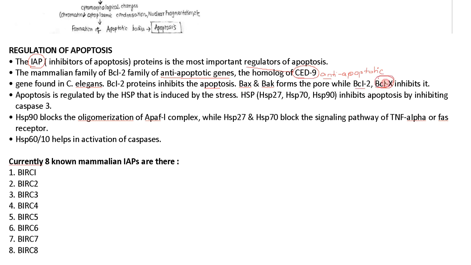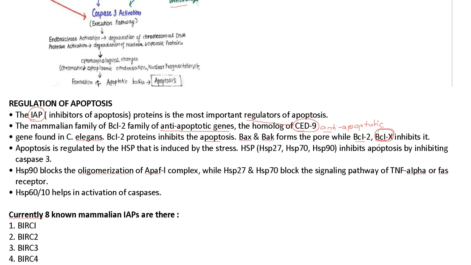BCLX is anti-apoptotic or pro-apoptotic? BCL2 is anti-apoptotic. Okay, but BCLX is what? It is also the anti-apoptotic one. This apoptosis is also regulated by HSP, which is induced by stress. So what does HSP do? It inhibits apoptosis.